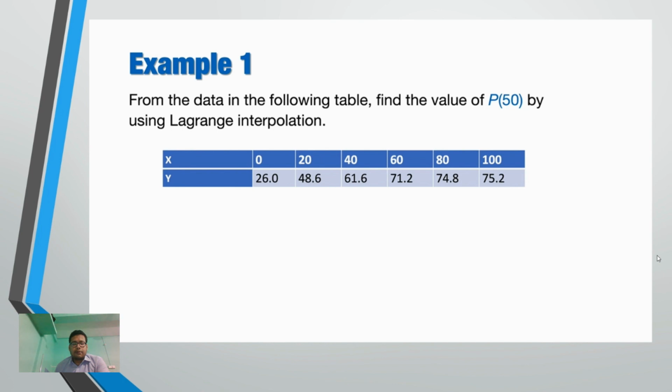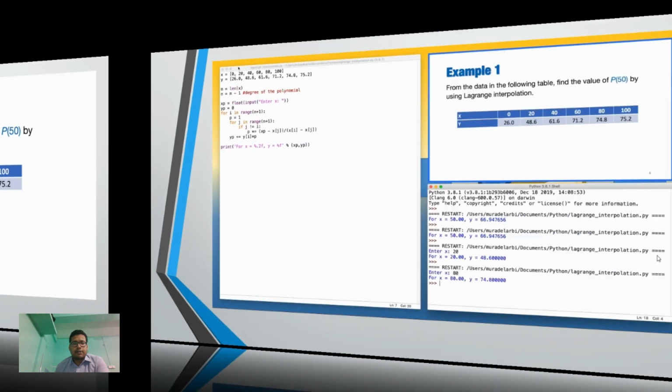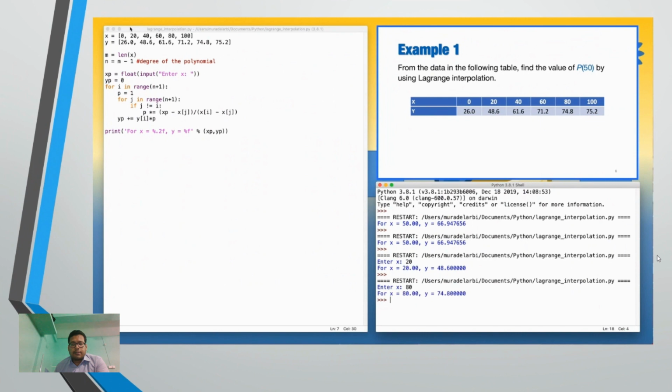Using Python, we can see the corresponding y value of x equal to 50 in the next slide. Here we can see that by giving input x equal to 50, we get corresponding y value equal to 66.947656, and we can verify it with the help of the given table.